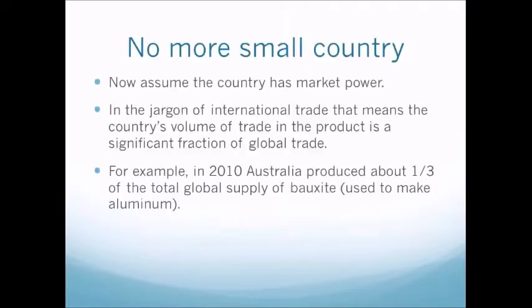Now assume the country has market power. That means the volume of trade in a particular good is a significant fraction of world trade. For example, in 2010, Australia produced about 1/3 of the global supply of bauxite used to make aluminum.